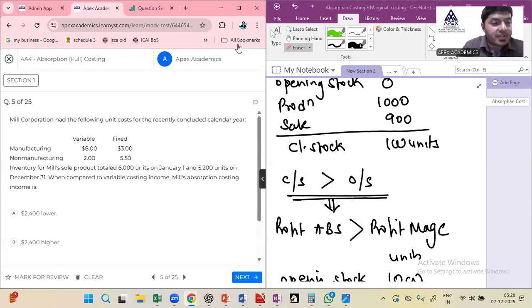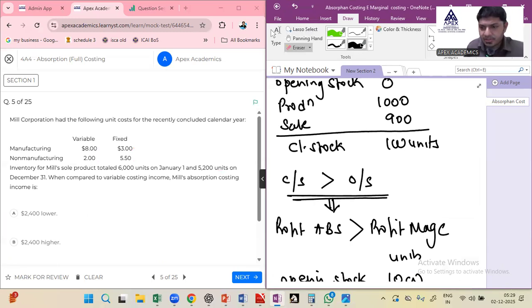What does question number 5 say? Question number 5 says, Mill Corporation had the following unit costs for the recently concluded calendar year. Their manufacturing variable costs are 8 and their fixed manufacturing costs are 3. Their non-manufacturing variable costs are 2 and their non-manufacturing fixed costs are 5.5. The inventory for Mill's sole product is 6,000 units on 1st of January and it is 5,200 units on December 31st.